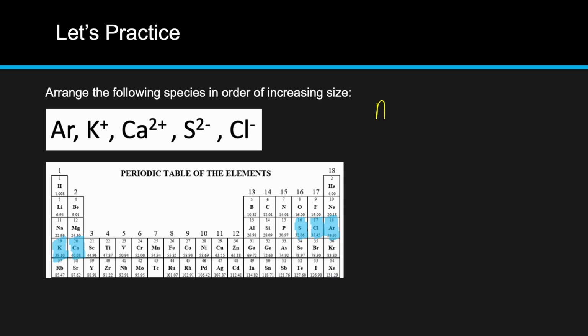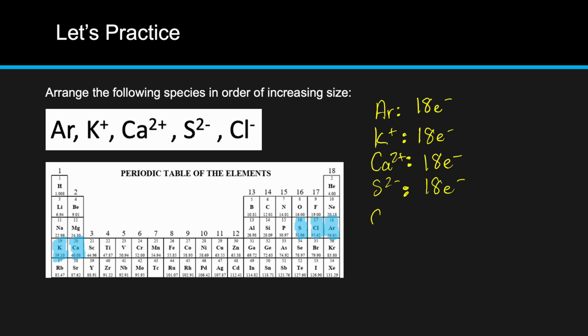So starting with argon, argon does not have a charge, it's just its regular element, and that has 18 electrons. Then we have K+. Potassium had 19 electrons, but it lost one, so it also has 18 electrons. Calcium as an ion had 20 electrons, but it lost 2, so it also has 18 electrons. I hope we know where we're going with this. Sulfur 2- had 16 electrons, but it gained 2, so it also has 18 electrons. And then chlorine with a negative charge had 17, but that negative charge means it added 1 electron, so it also has 18 electrons.